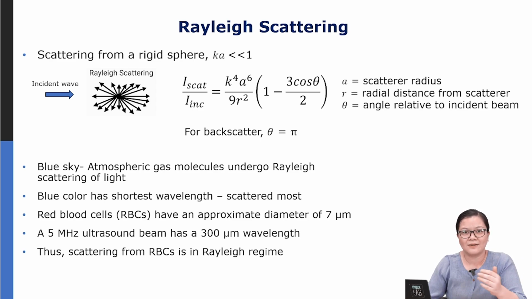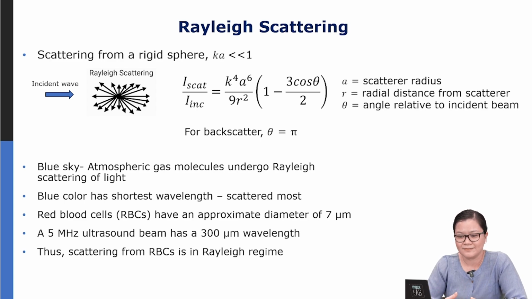We know that there are gas molecules in the atmosphere. They undergo Rayleigh scattering of light in this case. And we also know that in visible light, the blue color has the shortest wavelength. So this is the wavelength that would scatter the most, hence the blue color in our sky.